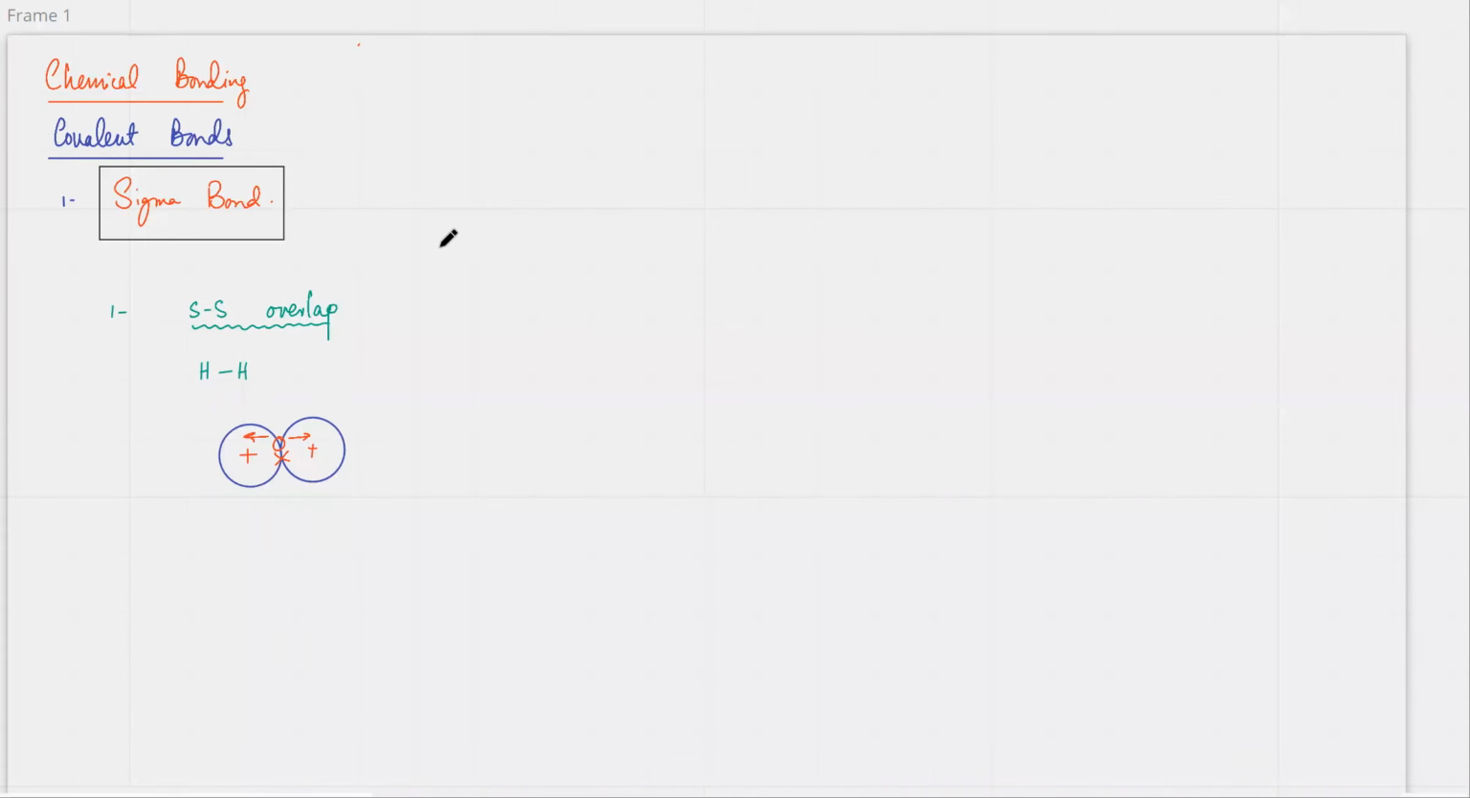Remember, atoms have orbitals. The electrons are in the regions around the nucleus, and those spaces have different shapes. You've got an s orbital, you have a p orbital, you have a d orbital. All of them have different shapes for the area where the electron is going to be found. So in S and S orbital overlap, the example that we are going to do is a hydrogen molecule. It's an H atom bonded to another H atom.